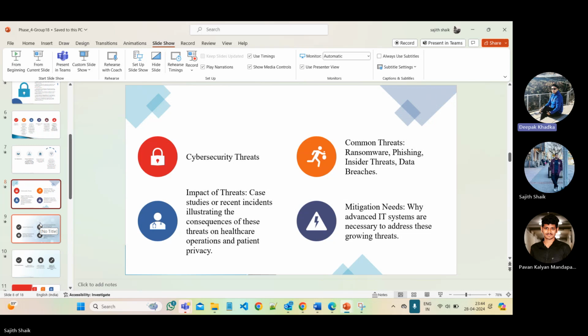Next slide, please. In this slide we'll discuss cybersecurity threats and their impact, with case studies of recent incidents illustrating the consequences of these threats on healthcare operations and patients' privacy. Common threats include phishing, insider threats, data breaches, and ransomware. Mitigation needs explain why advanced IT systems are necessary to address these growing threats.